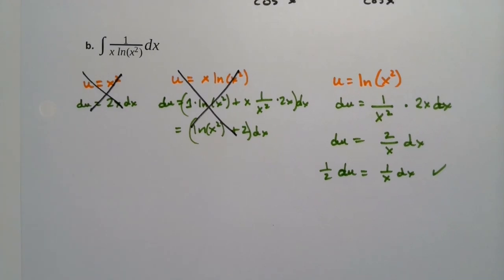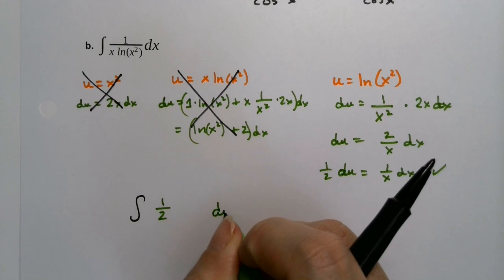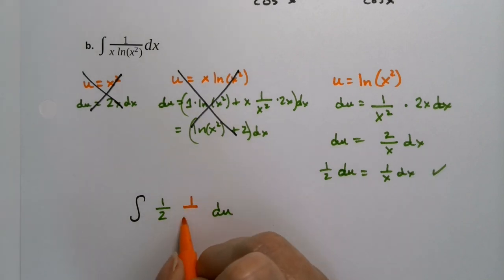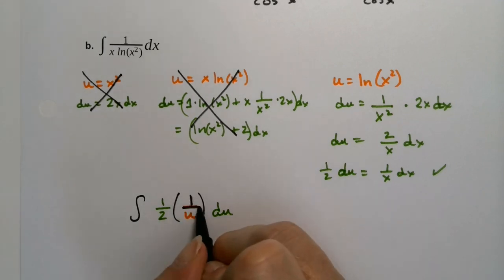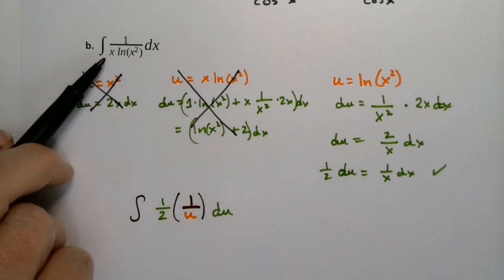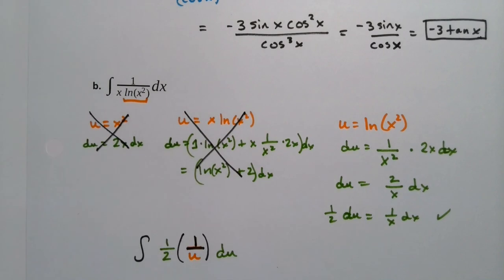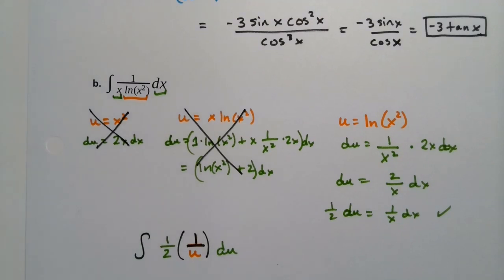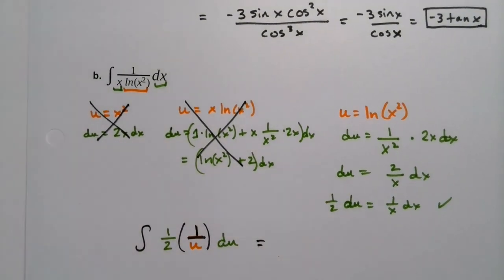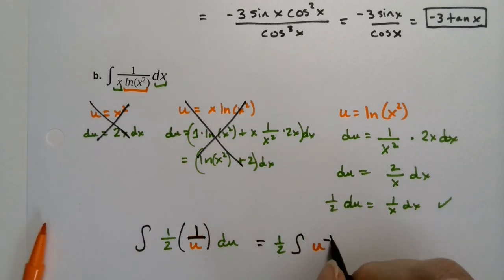All right, so let's rewrite the problem. So it was the integral of 1 over x, natural log of x squared. 1 over x dx is the same thing as 1/2 du. And then it's 1 over u. Right? Because I have a 1 over, and then that's a u right there. And then the x and the dx are taken care of by the 1/2 du. Okay, so this is equal to 1/2 the integral of u to the negative 1 du.